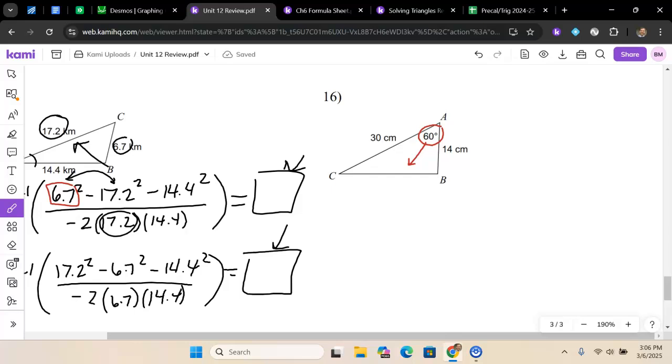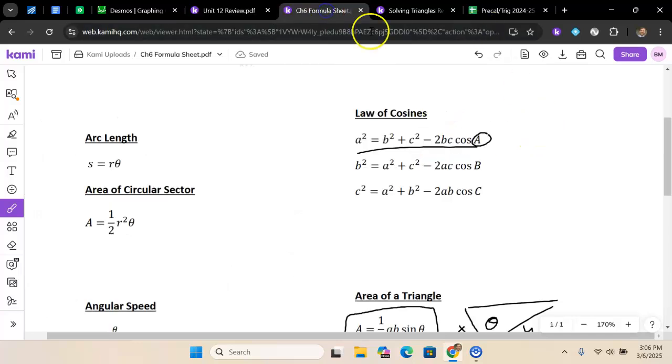And I can't get that. Though it may look like a right angle, I can't assume that's a right angle, so it is a non-right triangle. But I can't do law of sines, I have to do law of cosines. I have angle A, so I'm going to use the one that deals with angle A, which is this, and now I'm just looking for side length A.